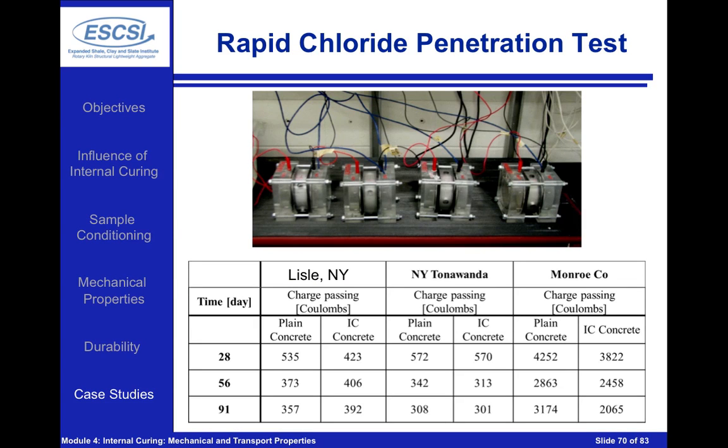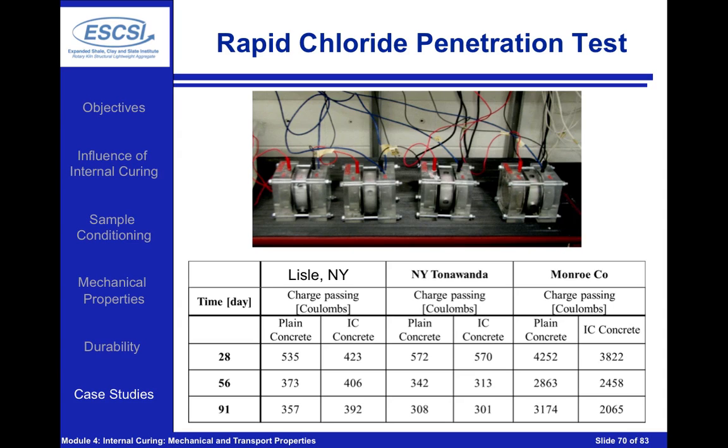Now, what are some of the typical measurements that you'll see on site when you look at internally cured concrete and conventional concretes? Here we see a comparison of 3 of the bridge decks that we're monitoring. Plain concrete shown here on the left-hand side, internally cured concrete shown on the right-hand side. And we see for the high-performance internally cured concretes in Lisle and Tonawanda, New York, a very similar rapid chloride permeability between the plain and internally cured concrete. Again, in both of these cases, they're really high-performance internally cured concretes, so you're going to see very low RCPT numbers, and you're also going to notice that they're very similar from the plain to the internally cured concrete.